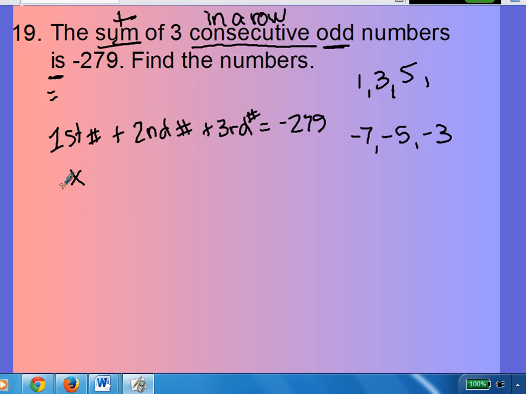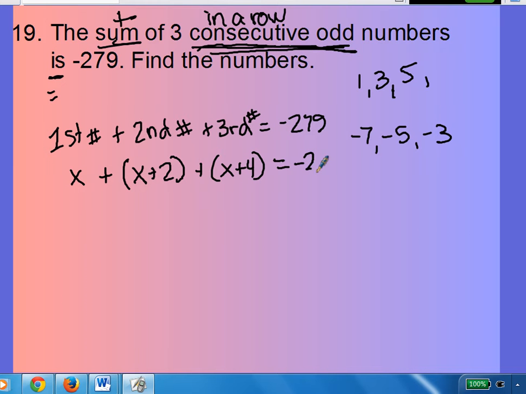The thing is, we don't know anything about the first number at all. We have no idea what it is. We do know a little bit about the second number. The second number is 2 bigger than the first number because odd numbers are 2 apart. So if this was 1, this would be 1 plus 2, 3. The third number being 4 bigger. If this is 1, 1 plus 4 is 5. 1, 3, 5. Okay, so remember that that's how we talk about consecutive odd numbers.